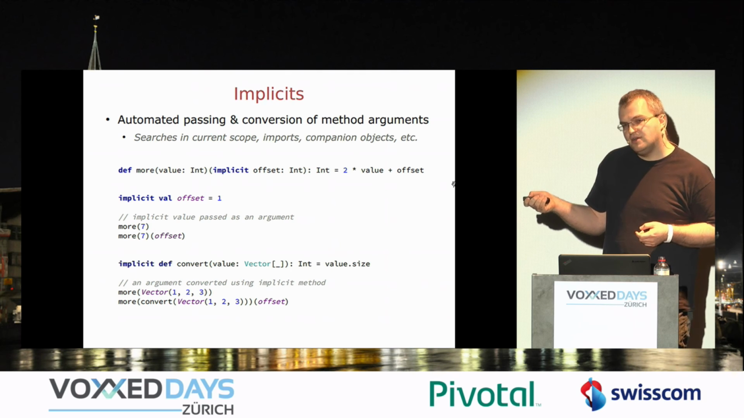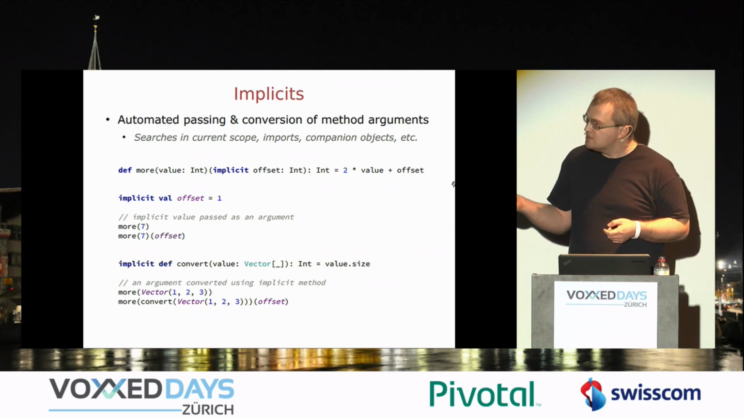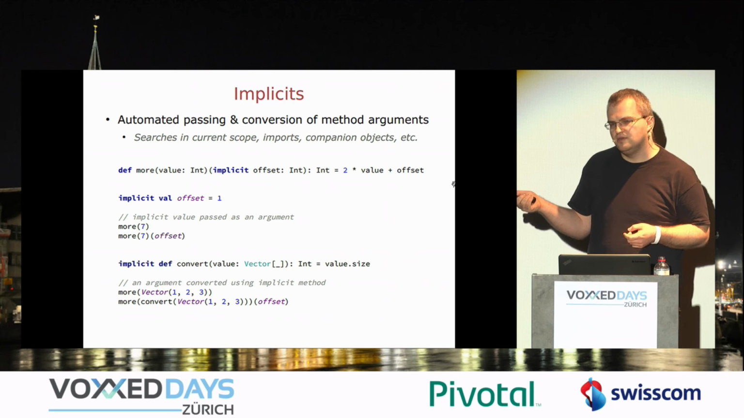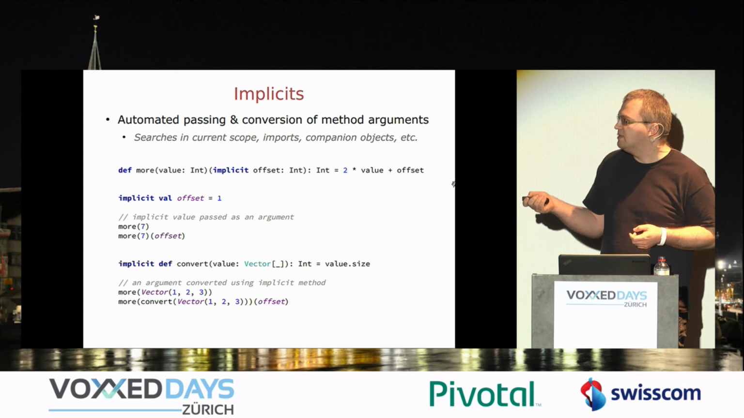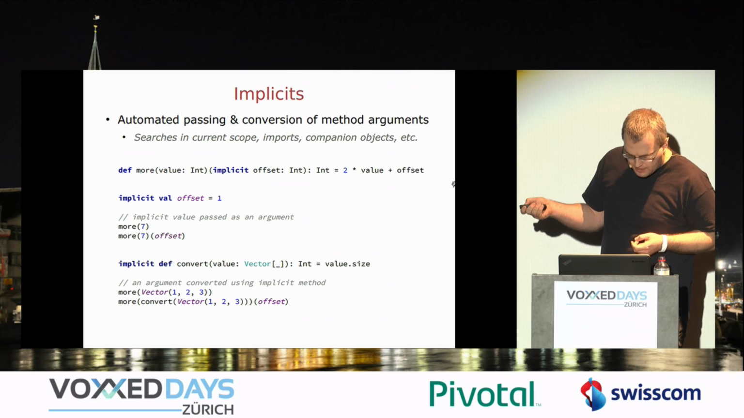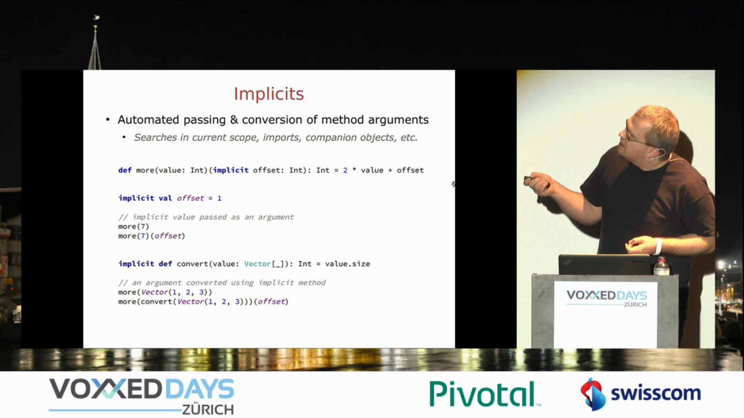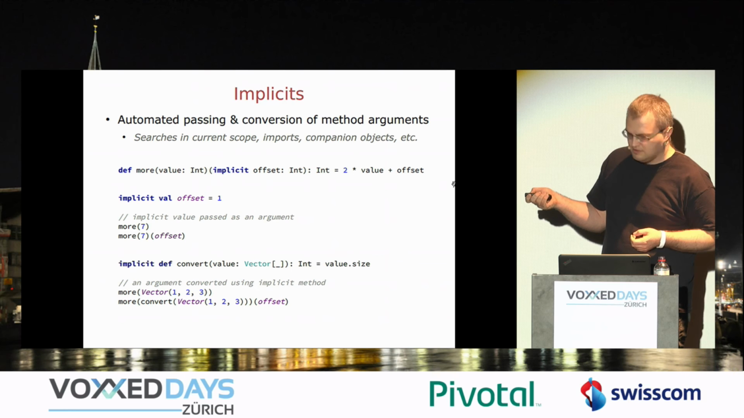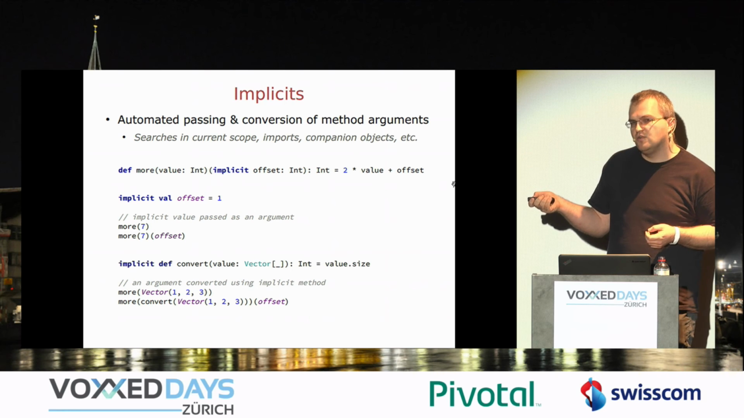A little more advanced use case is implicit conversions. So instead of just passing some value that is in scope to a method as an argument, we have a problem: this method here requires an integer offset. But what if we don't have an integer? What can happen is that we can have an implicit conversion.